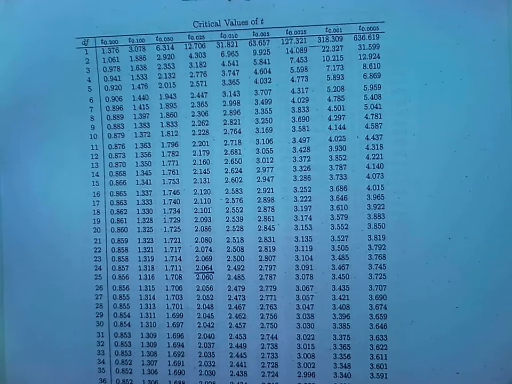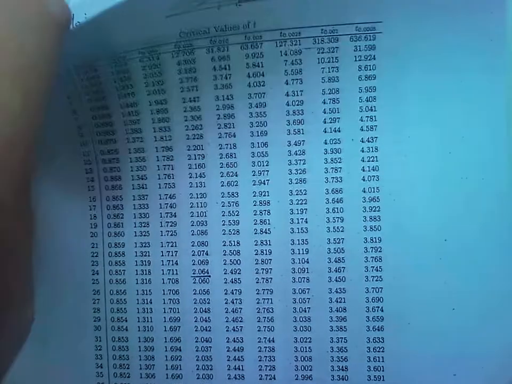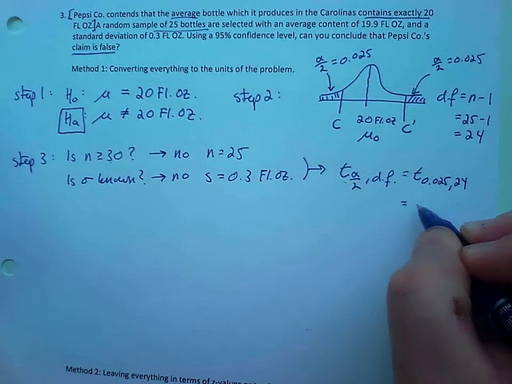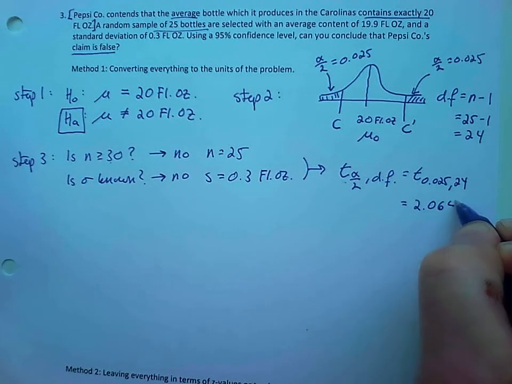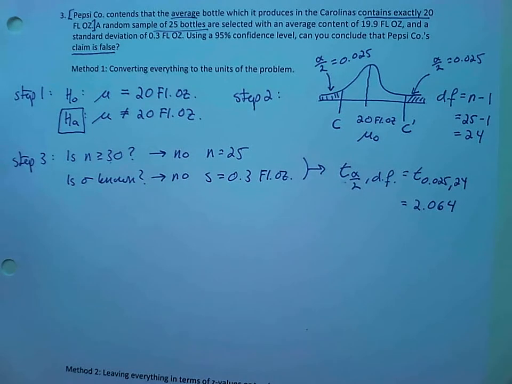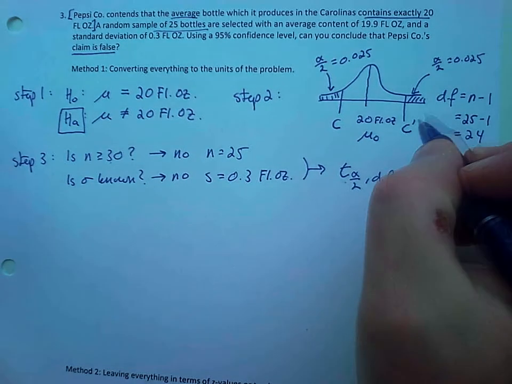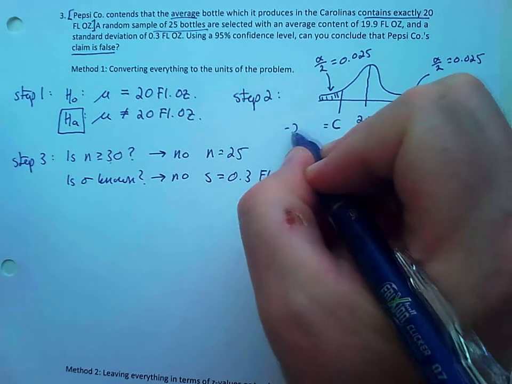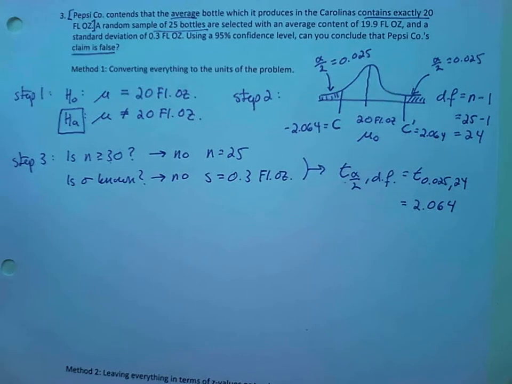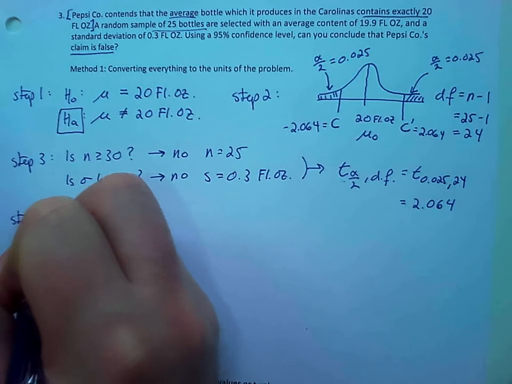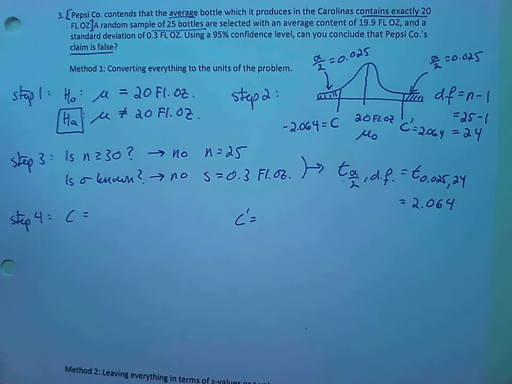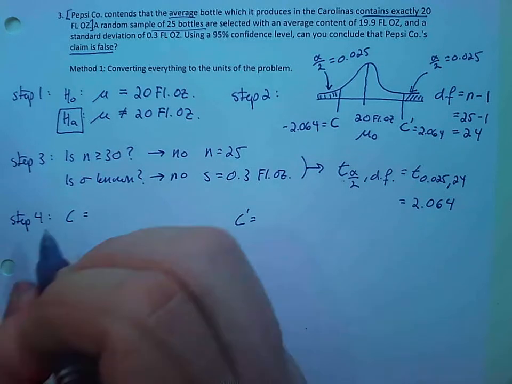Again, looking up these values was something that we completed in a previous chapter, in Chapter 7. So if that was a little bit shaky for you, please go back and review Chapter 7's lecture videos. The t-value that we looked up is 2.064. Again, remember that I'm considering these things to be positive values, even though our right-hand side critical value is 2.064, but our left-hand side critical value is negative 2.064, if we have them in terms of t-values. Step number 4 is to convert our left-hand side critical value and our right-hand side critical value, C and C prime, in terms of units of the problem.